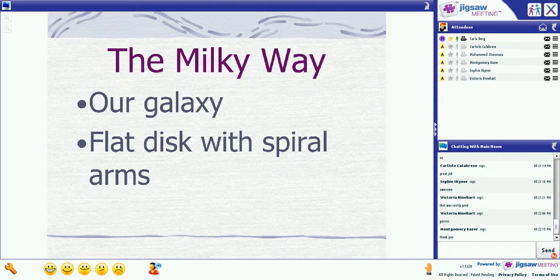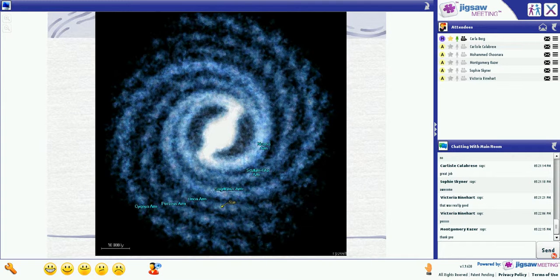Our Milky Way is a galaxy. It's a flat disk with spiral arms. If you look at this image, you can see 6 different spiral arms. There's a yellow spot towards the bottom center, and that is our sun. And then you can see the other arms.